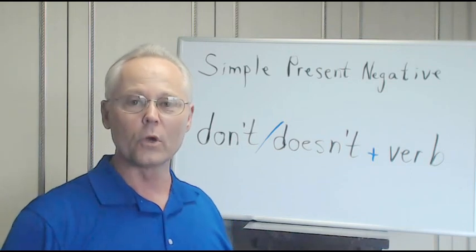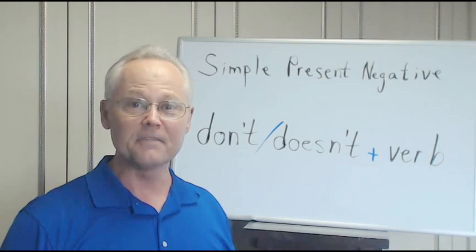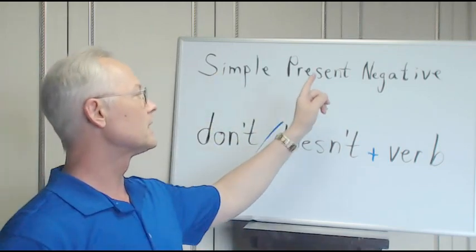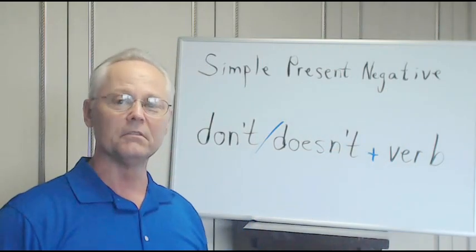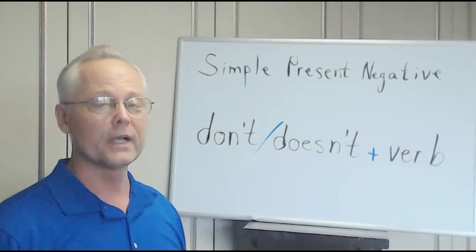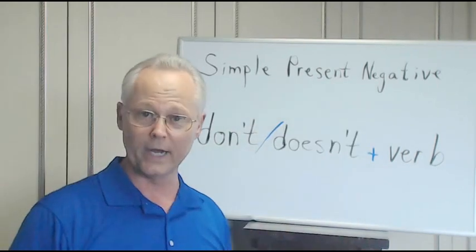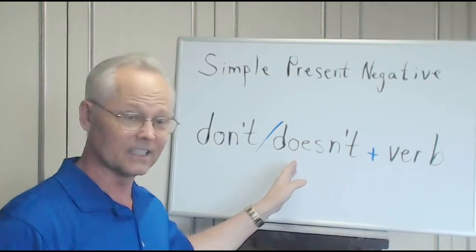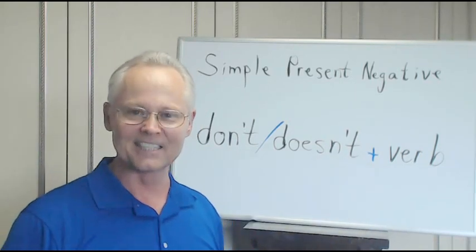In this lesson, we're going to talk about American English grammar. Specifically, we'll be focusing on simple present negative. In a previous lesson, we just talked about simple present. But now, we're talking about the simple present negative, where we use don't or doesn't plus a verb. Are you ready? Let's begin.